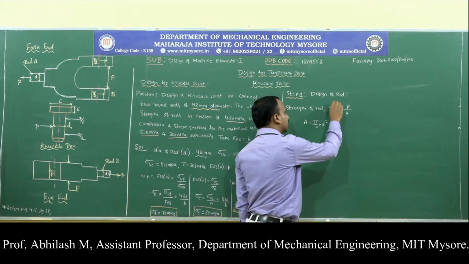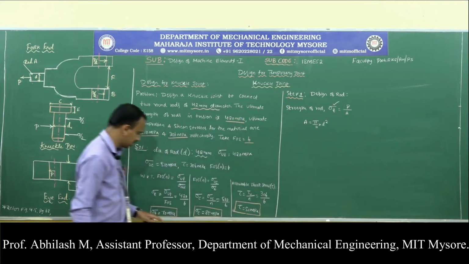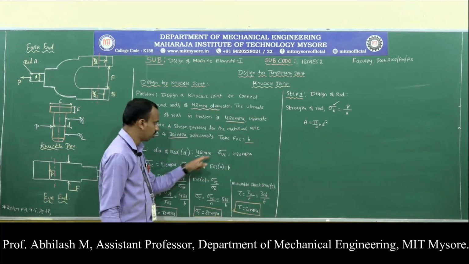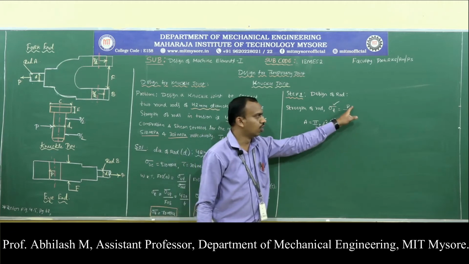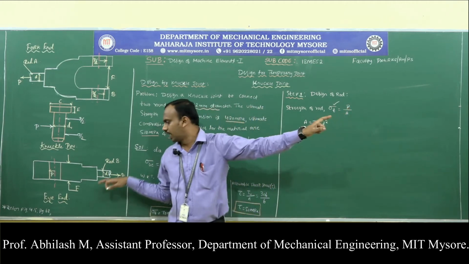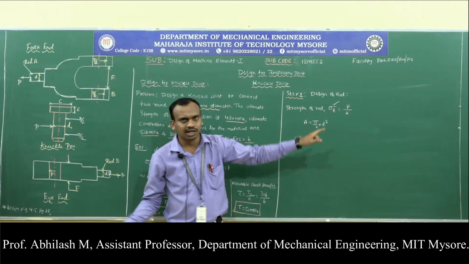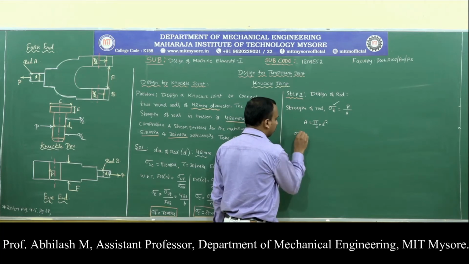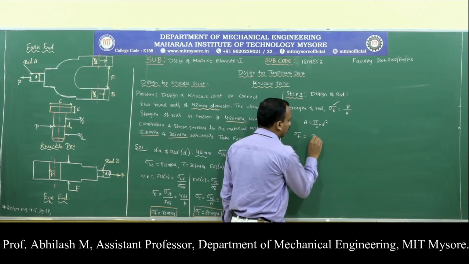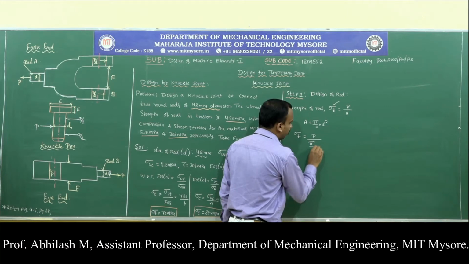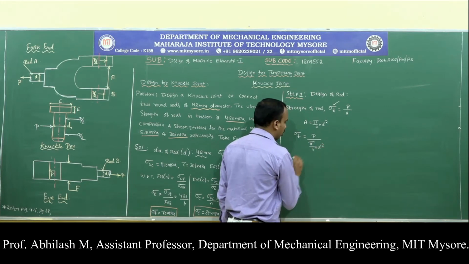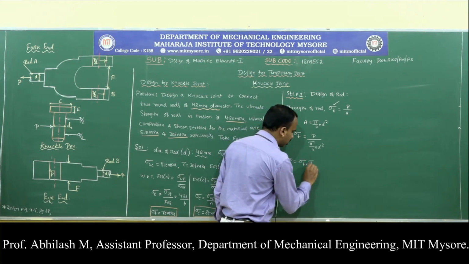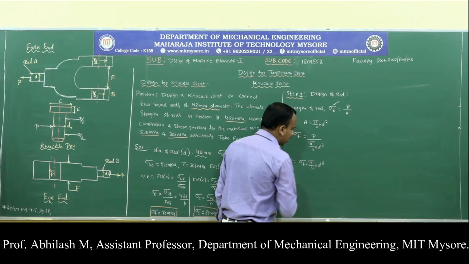Here, do I know the tensile stress? Yes, I know the tensile stress. Do I know the diameter? Yes, they have given in the problem, 42 millimeter. So the only unknown is the load, the tensile load that is acting on this member. So I can easily determine that. Sigma T is equal to P divided by pi by 4 of d square. What I want is P, the load, equal to sigma T into pi by 4 into d square.